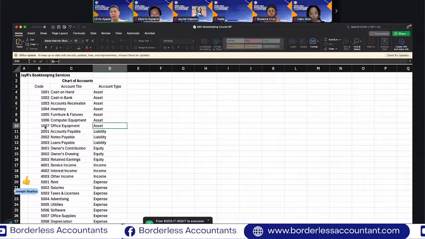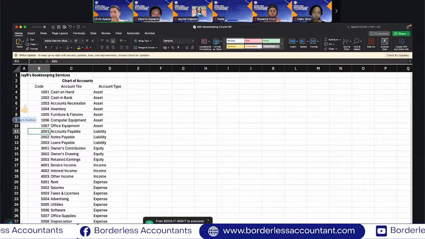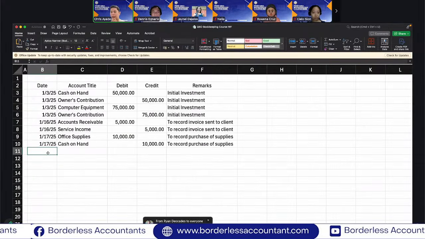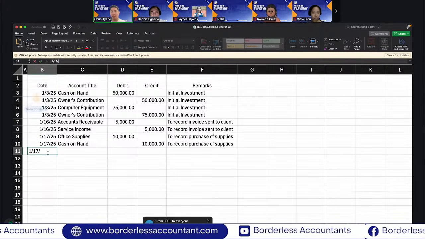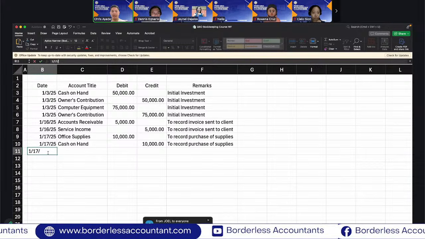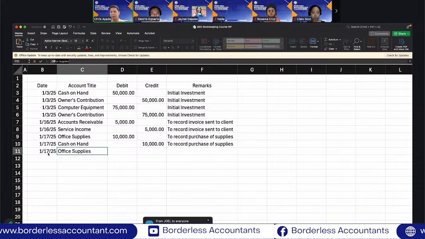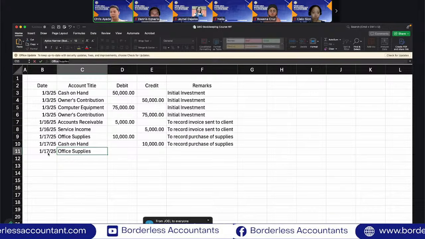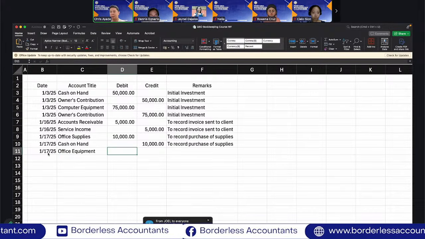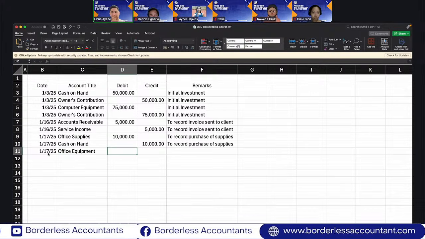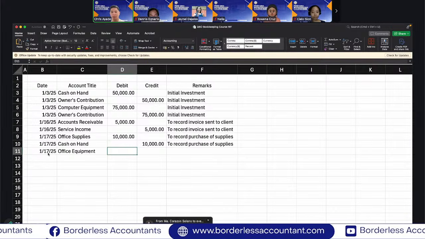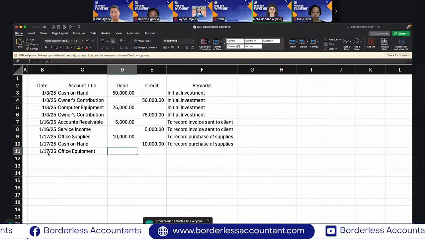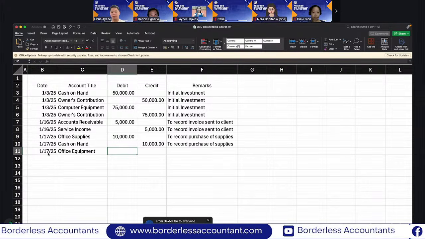So ano yung office equipment? Asset pa rin yun, di ba? Okay, so now we can use that account to record. So let's say on the same day, bumili na rin si JR ng office equipment, which is a printer. Magkano bang printer ngayon? Reasonable na printer. 8,000. Sige, 8,000 din. 8,000 yung una ko nakita eh.